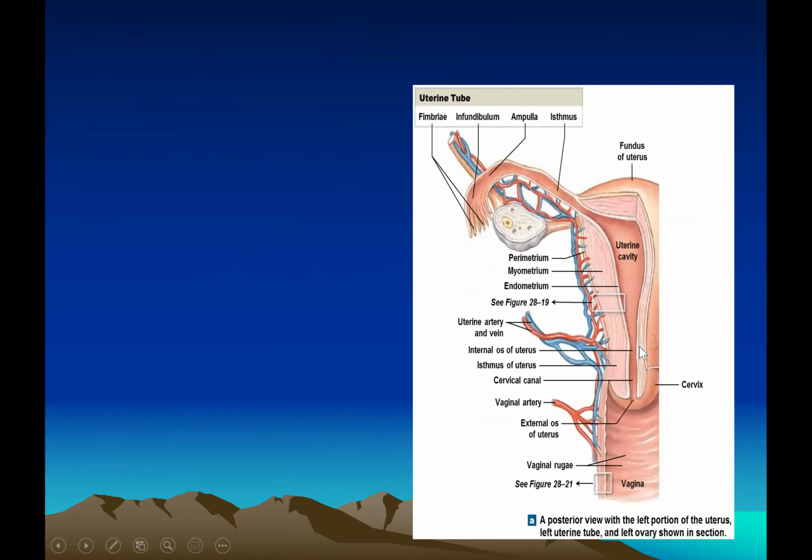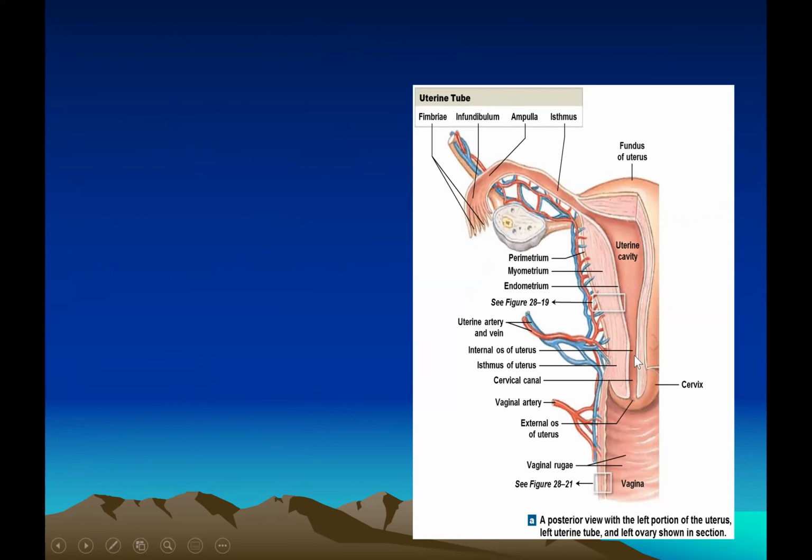So now the egg has traveled from the ovaries, fimbriae, infundibulum, ampulla, isthmus, and it has entered the uterine cavity. The top part of the uterus is called the fundus of the uterus, and then the body of the uterus, and the exit is the cervix.